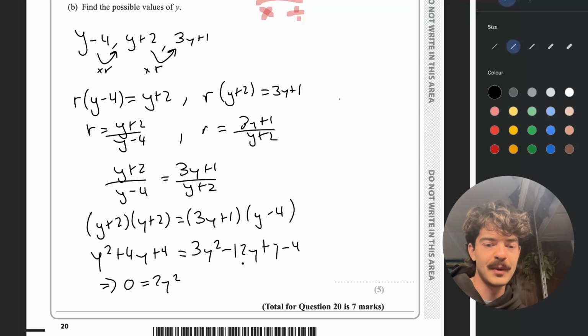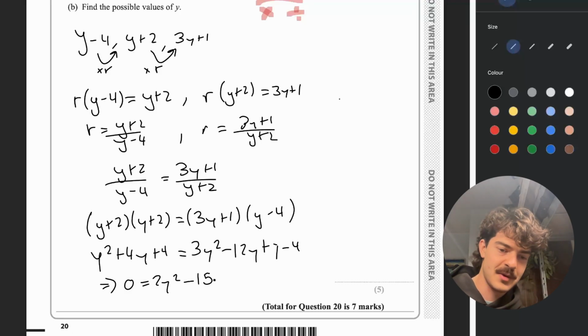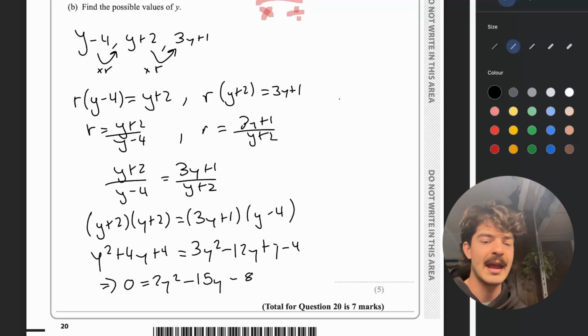And then over here, we've got minus 11y. All right, so minus 11y, and we're taking away this 4. So we're going to be at minus 15y. And then we've got minus 4 on this side. We've got positive 4 on this side. So we're going to take away the 4, giving us minus 8.